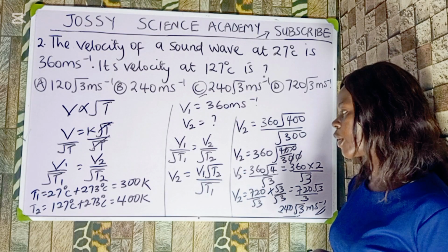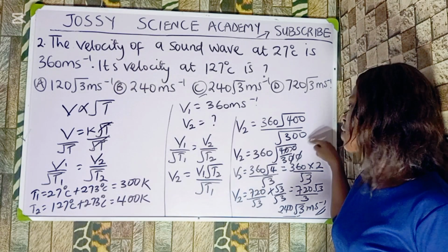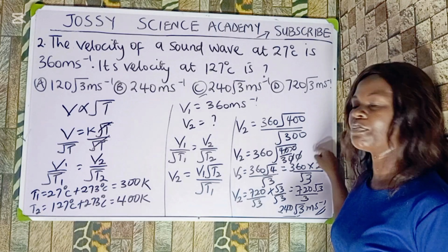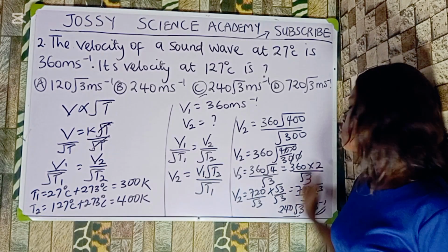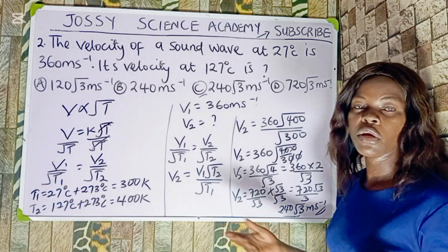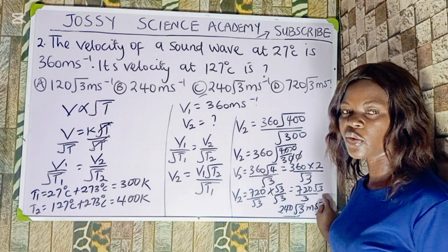You now see how I got it. We got to this point, we need to square this together to have root of 400 over 300. So I can remove the 0, and 4 is a perfect square, so it comes out to be 2, right? Now having root 3 in the denominator is not supposed to be that way. We have to rationalize. When we rationalize, it's going to give 720 root 3 over 3.